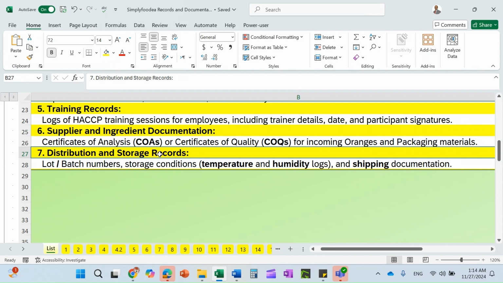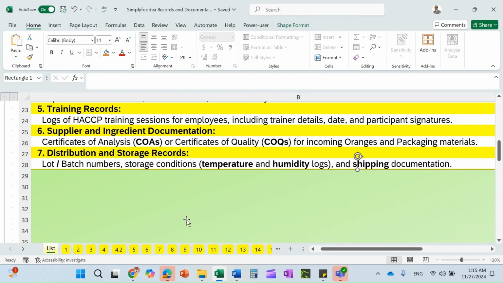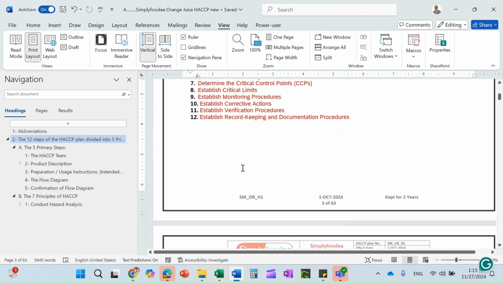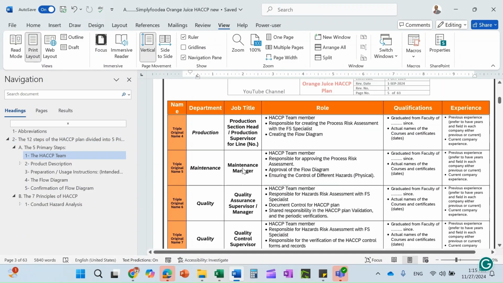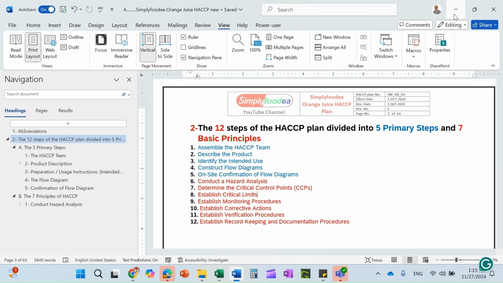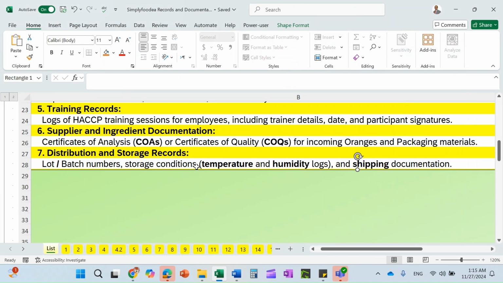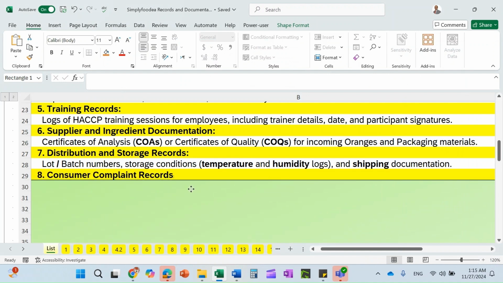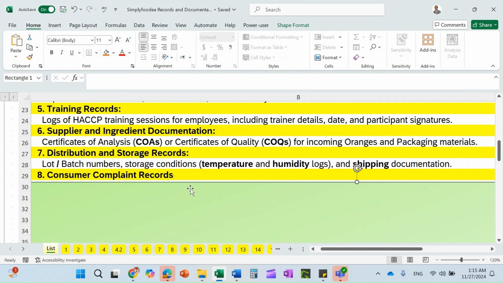I will explain each of these records with examples, so don't panic from the amount of documentation, because your HACCP plan is very important to continue all the different types of ingredient receiving and the final product storage. Number 8 will be the consumer complaint record.